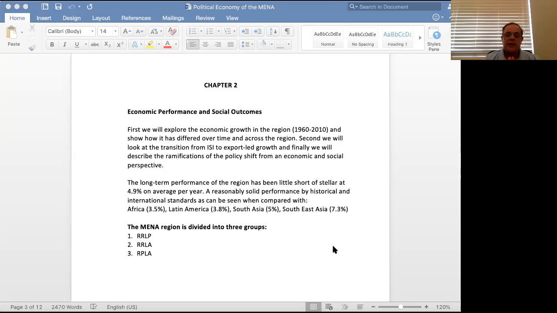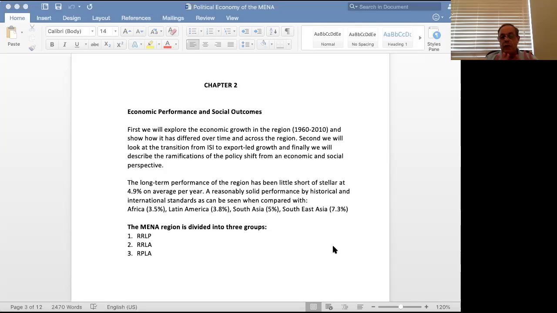But this is basically what we want to do. First, we want to look at the economic performance of the region from 1960 to 2010. And obviously, all three phases are included in that time period: the ISI, the structural adjustment, and the export-led growth. All those are part and parcel of 1960 to 2010.